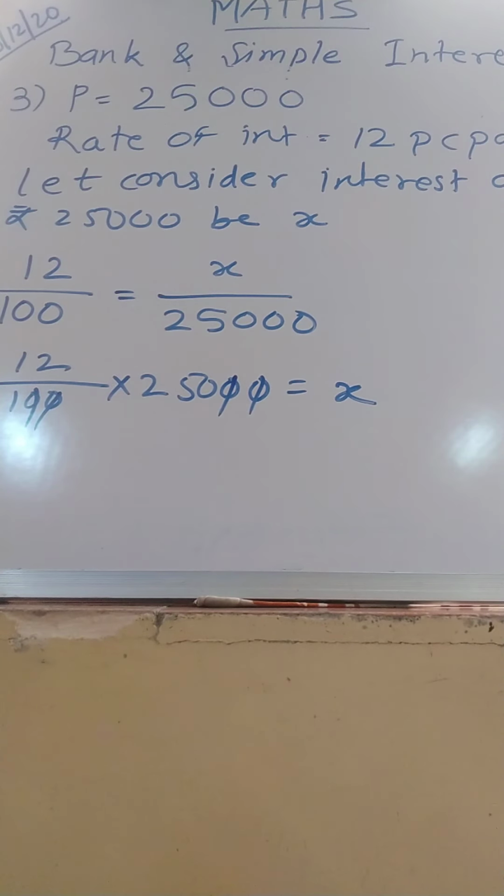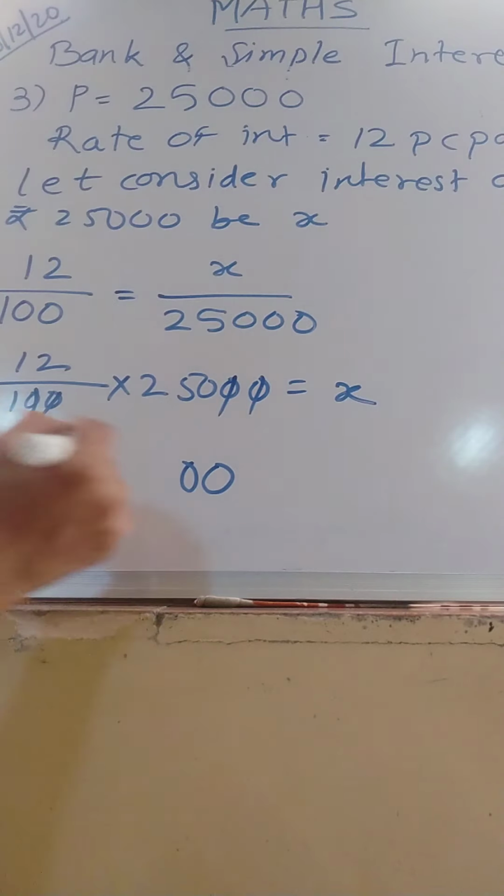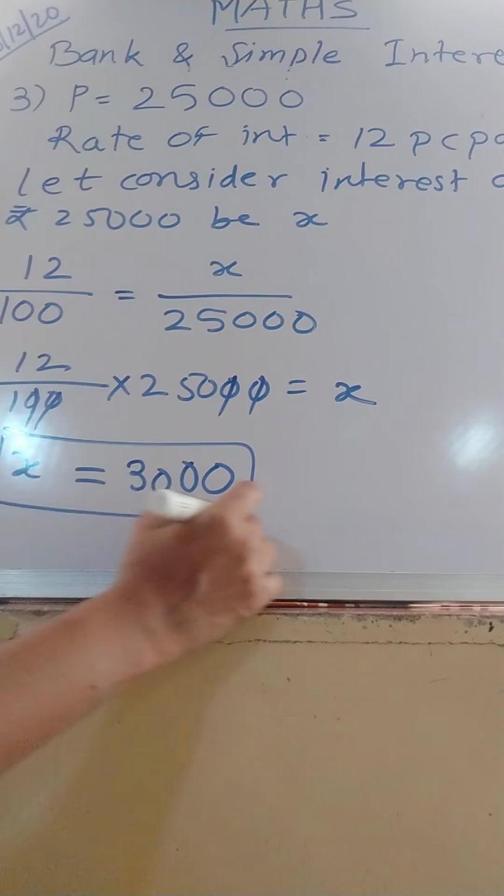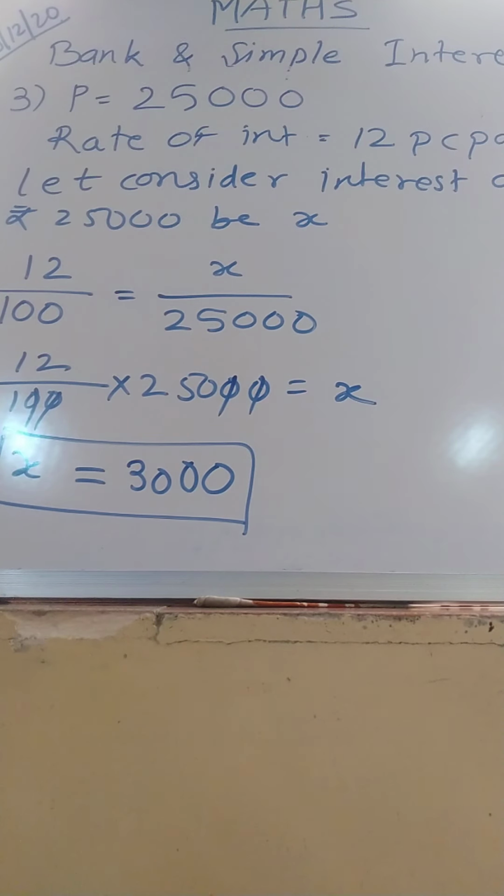Now what does the multiplication give as the answer? X is equal to 12 zeros are 0, 12 fives are 60, carry over 6, 12 twos are 24, 24 plus 6 is 30. Now what is our X? Interest. So the interest we get here is 3,000.